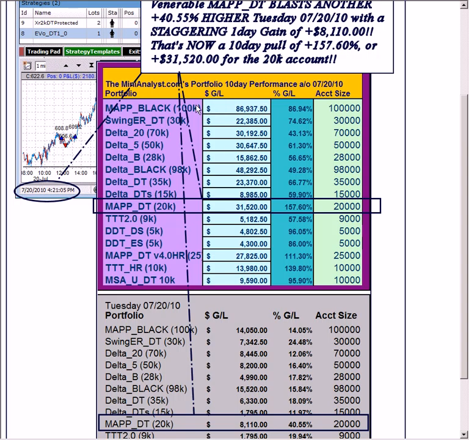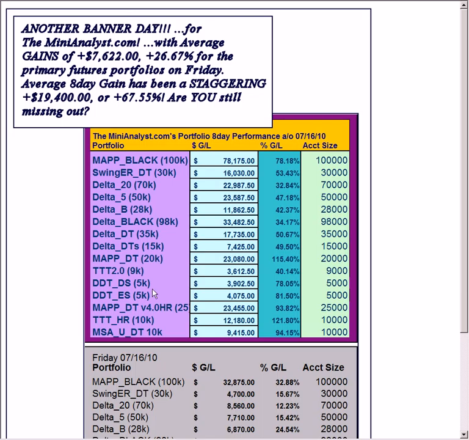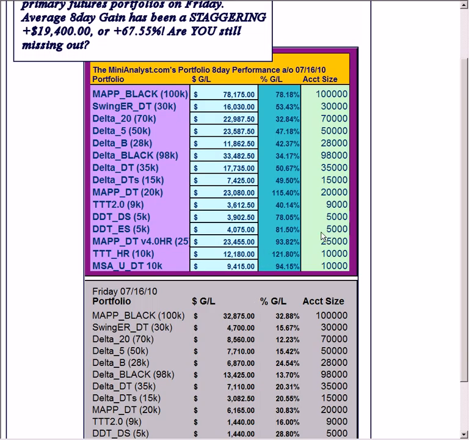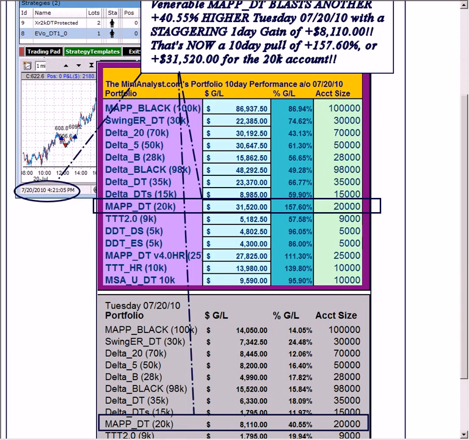But as you can see, our most diversified $100,000 Map Black portfolio is up 87%. Look at this. Last Friday it was up about $44,000 on that huge banner day. Friday was another bonus day, a $33,000 gain for Map Black. The leader on Friday was the Triple Threat Trader HR, 46.55%, with MSAUDT up 46.1%. MapDT was in second place until that huge move up yesterday, which catapulted it.